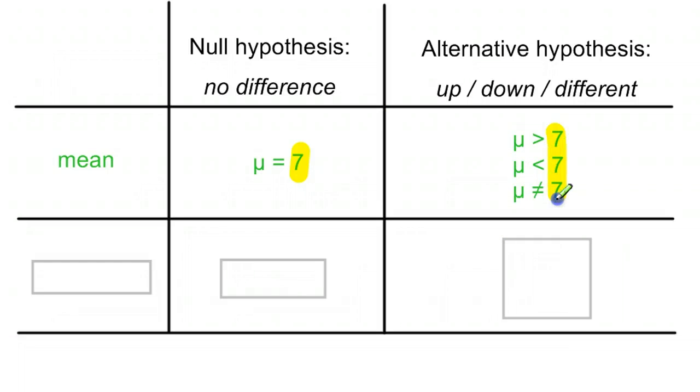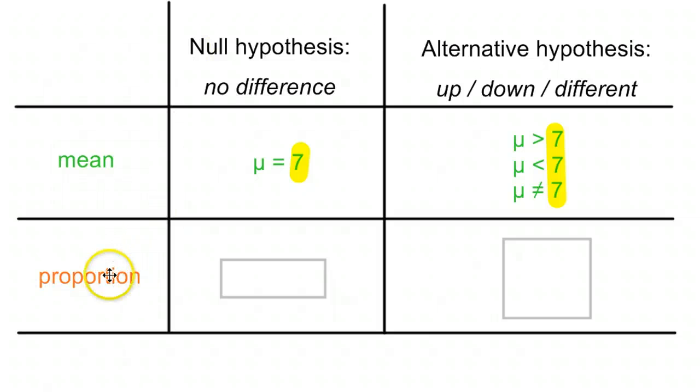And of course this number doesn't need to be 7, but what you do need to know is that the number on the null and the number on the alternative are going to be the same. So the only thing you do that's different between the null hypothesis and the alternative is just change the symbol from an equal sign to one of these three, greater than, less than, or not equal.